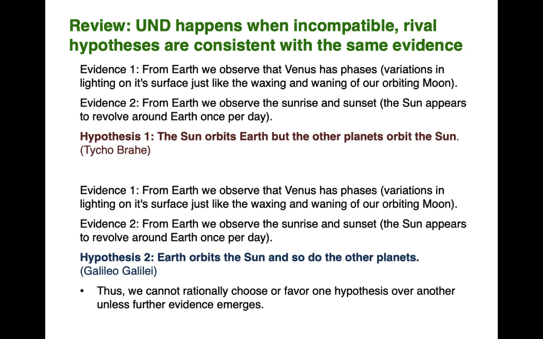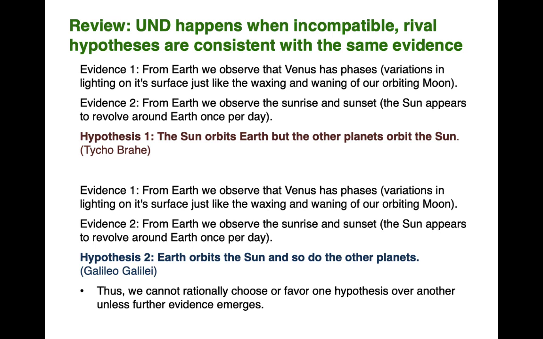That is, the sun appears to revolve around Earth. The sun orbits Earth, but the other planets orbit the sun. This was the explanation Tycho Brahe favored. The same evidence, however, is consistent with another hypothesis.